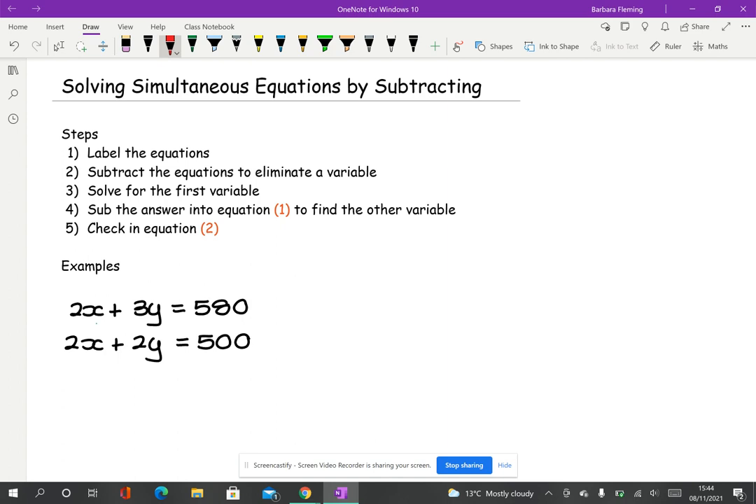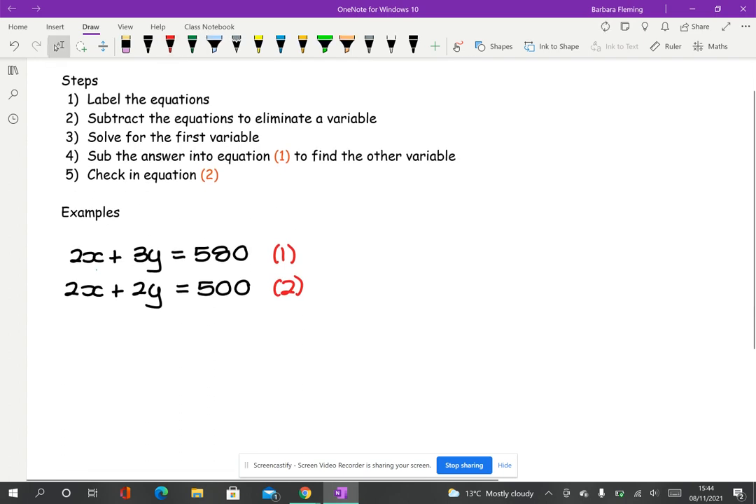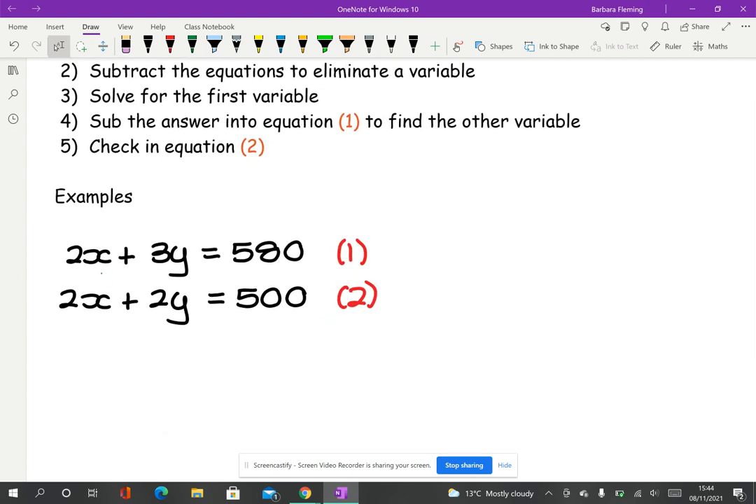So step 1, we've got an example here. Let's label our equations. So label this equation 1 and this equation 2. Now we're going to subtract these equations to eliminate a variable. The reason why this works is if you notice you've got a 2x in the first equation and you've got a 2x in the second equation. So if you take one away from the other, they will disappear because 2x taken away from 2x is 0.